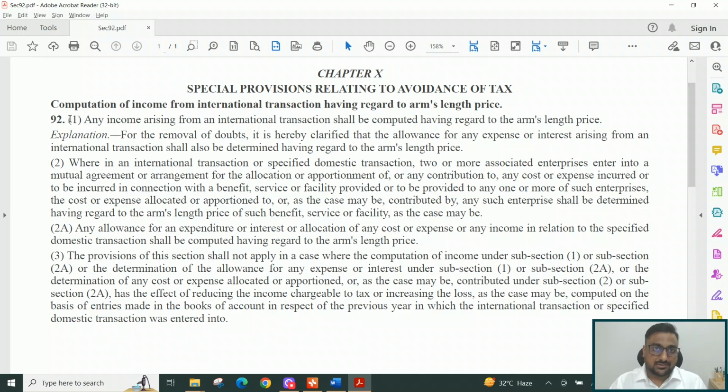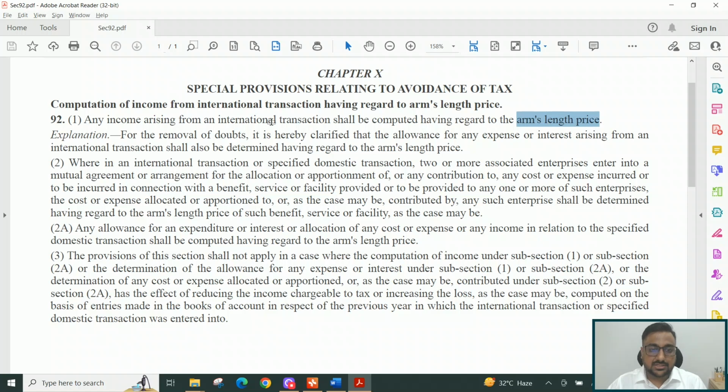The first subsection of section 92 clearly says that any income arising from an international transaction shall be computed having regard to the arm's length price. What does it mean? It means that there should be some income and some international transaction, and if these two conditions are satisfied, you are required to undertake the arm's length price analysis to determine whether that income from the international transaction is at arm's length price or not.